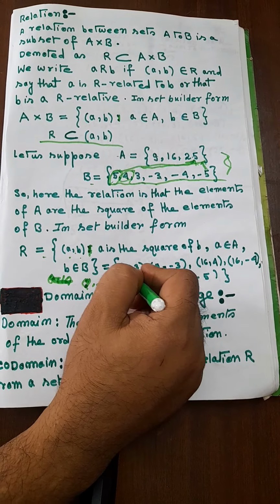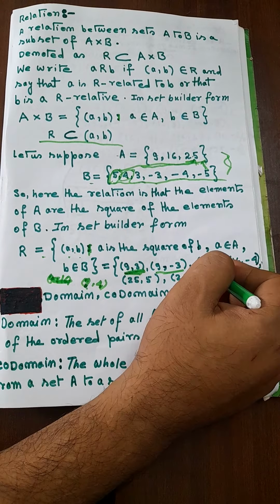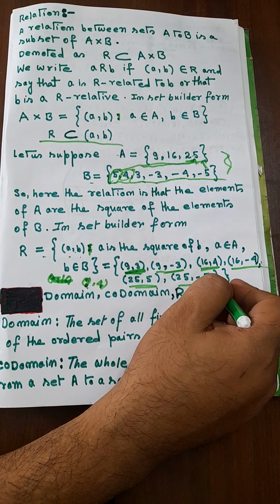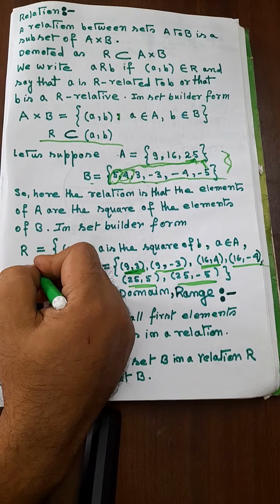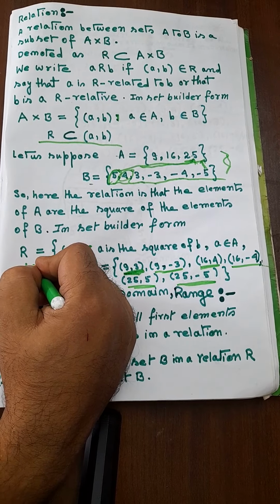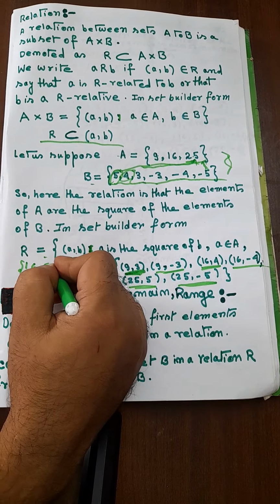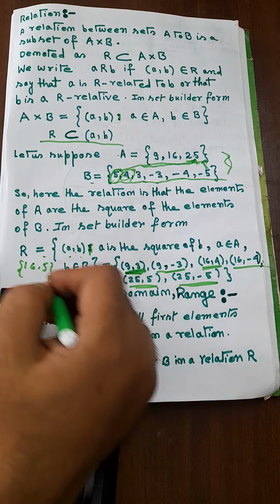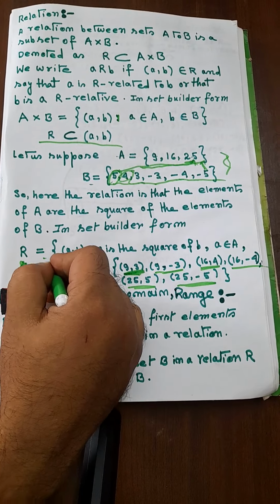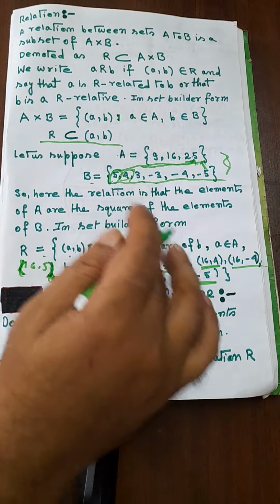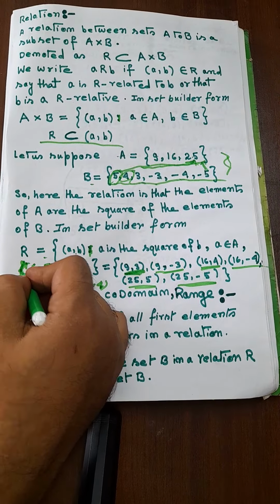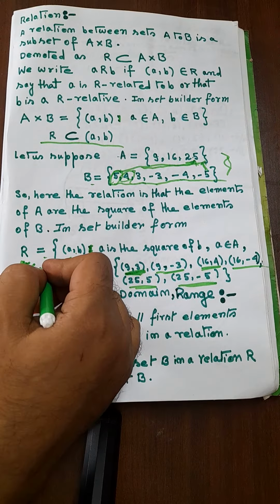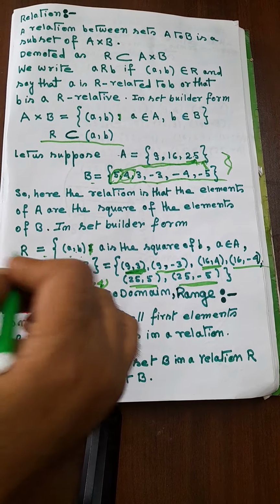For 9 and 3 there is a relation, for 9 and minus 3 there is a relation, 16 and 4, 16 and minus 4, 25 and 5, 25 and minus 5, there is a relation. But for 16 and 5 there is no relation. For the Cartesian product, 16 and 5 will come. When you create the Cartesian product of A and B, this will be one of the ordered pairs. But for the relation of A and B, this will not be a pair, because there is no relation between 16 and 5.